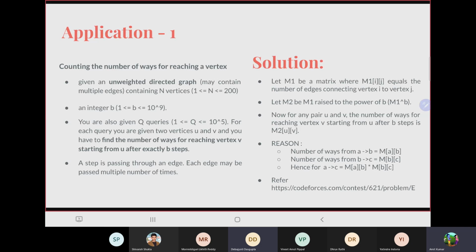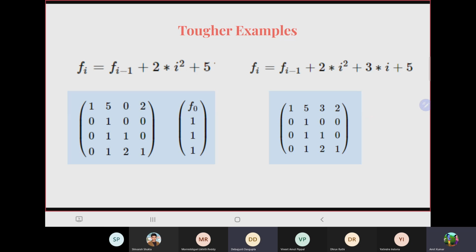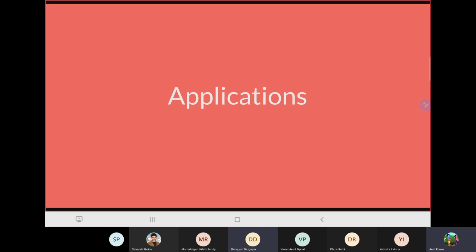Can you go to the previous slide once? Oh, okay, I have to take the screenshot. Fine. You don't need to take screenshots, I will be sharing the slides and the notes. I will share both the things. Okay.